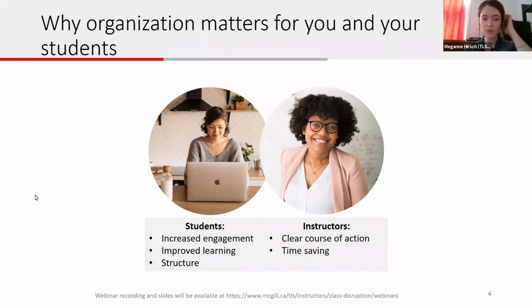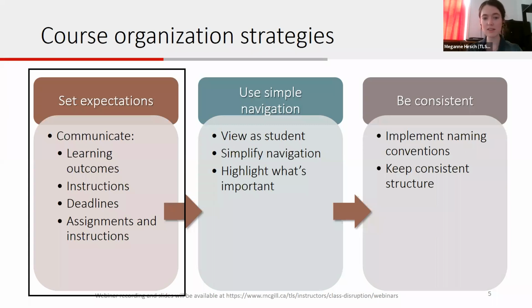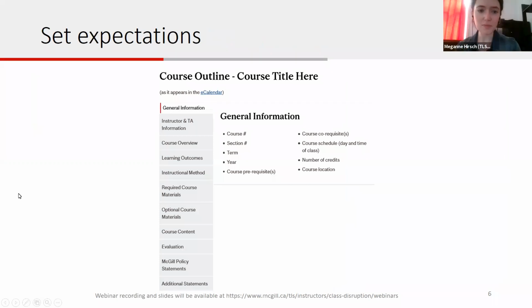We're going to move on to three main strategies to apply when organizing your course. The first is to set expectations. What I mean by this is to define and communicate what the learning outcomes and expectations are for the overall course and for each individual module. If you take a look at the next slide, it's a screenshot from the TLS website. It's the course outline template, which is a great resource to refer to when thinking about the kind of information you want to share with your students.